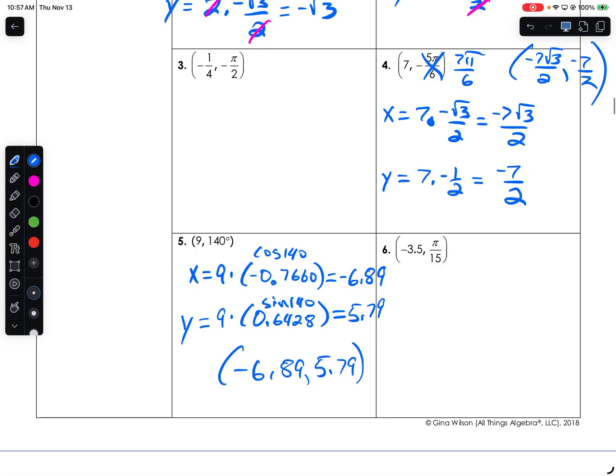6 is the same way. We're not going to do it, but same kind of thing. Pi over 15. So if you do cosine of pi over 15, you need your calculator in radians, right? So you're going to have to switch back and forth between degrees and radians on this test on your calculator.